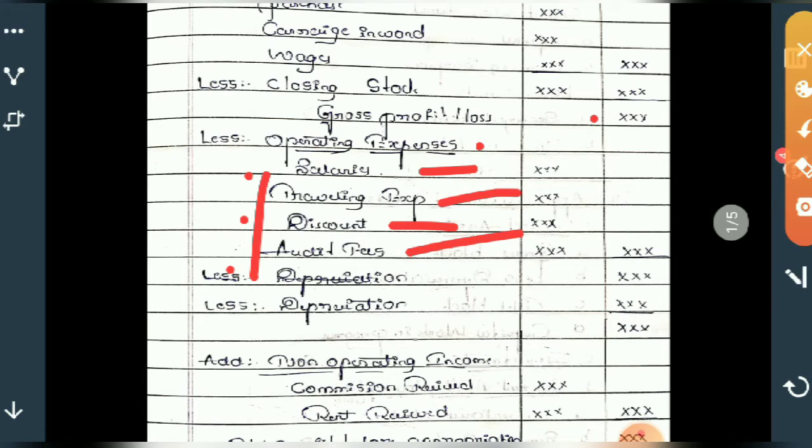Okay, then after deducting all the operating expenses, you have to deduct the depreciation amount. Depreciation will be on building, on machinery, and on any other assets. That is to be considered, and you have to take the depreciation amount and deduct it. Then you will get one amount.